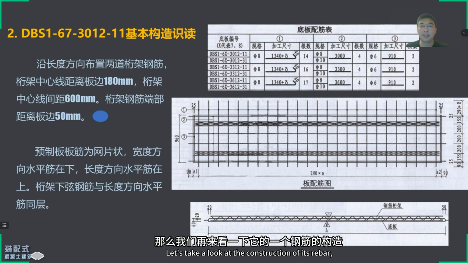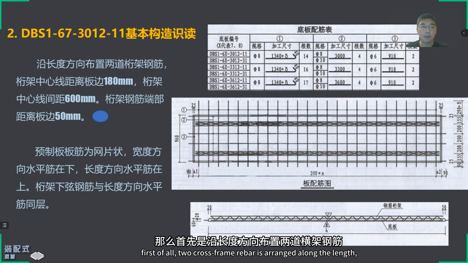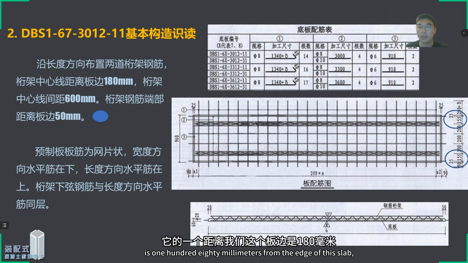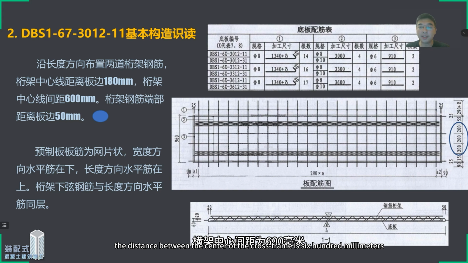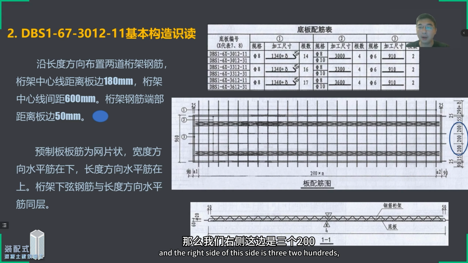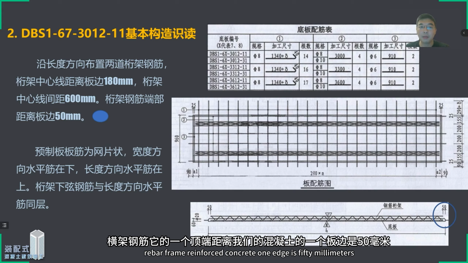Let's take a look at the construction of its rebar. First of all, two cross-frame rebars are arranged along the length. Then this cross-frame rebar is 180 millimeters from the edge of this slab. The distance between the centers of the cross-frame is 600 millimeters, and the right side of this side is 3/200, adding up to 600. Then the distance at the top of the rebar frame reinforced concrete one edge is 50 millimeters.